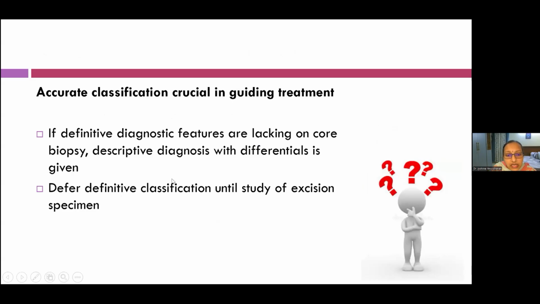So we try to the maximum to give a definitive diagnosis, but there are certain situations when a definitive diagnosis may not be possible on a core biopsy material, in which case we tend to give a descriptive diagnosis with possible differentials so as to guide the treatment. And the definitive classification and nomenclature can probably be deferred to the study of the final excision specimen, where we have the luxury of sampling more tissue and studying more areas of the tumor.